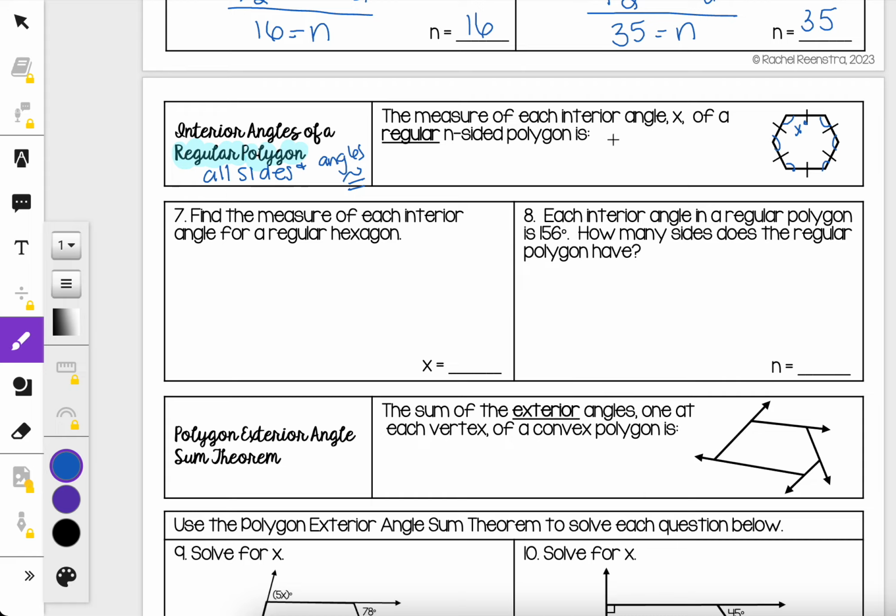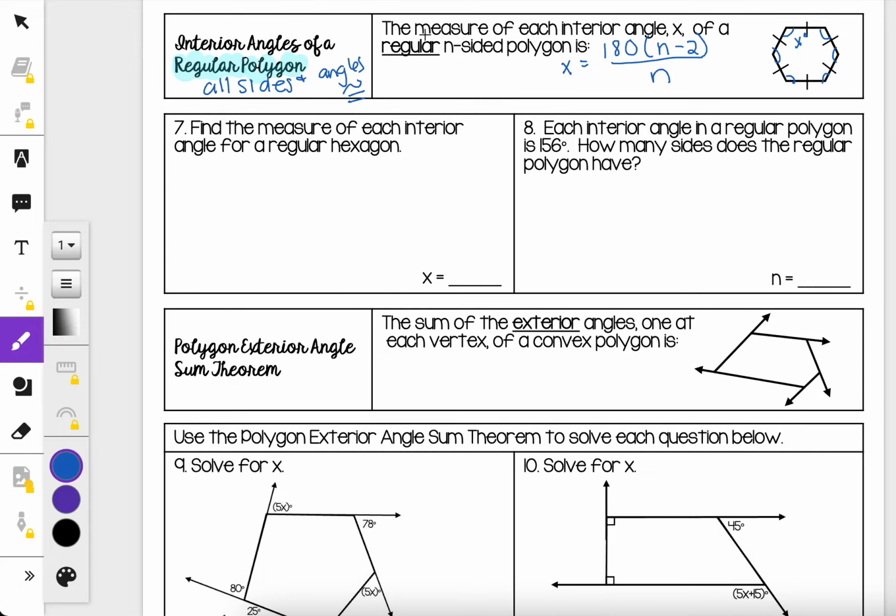It would be equal to 180 times n minus 2, so that's the sum of the interior angles of a polygon, and then divided by n. Because the numerator gives us the sum of the interior angles, and then we're dividing by the number of angles that there are, so that gives us each of those interior angles. This only works again for regular n-sided polygons, so be careful that you're only using that formula if you know it's a regular polygon.